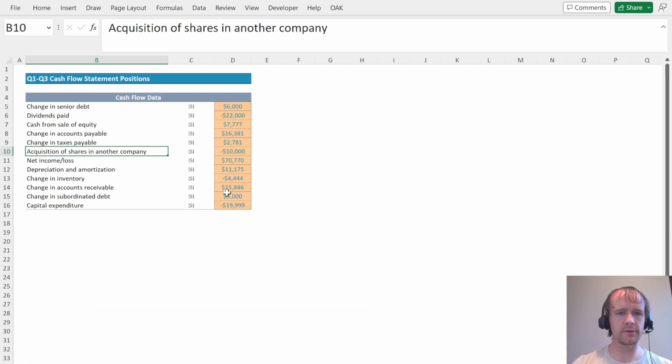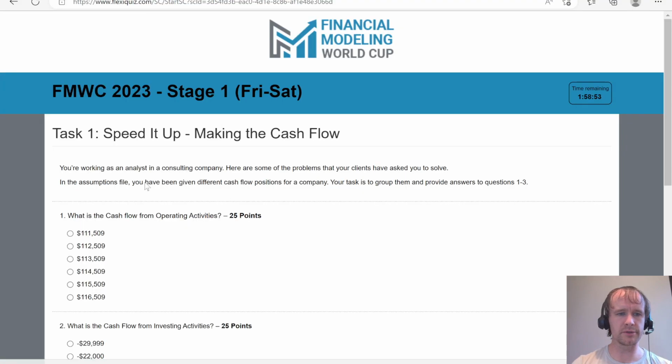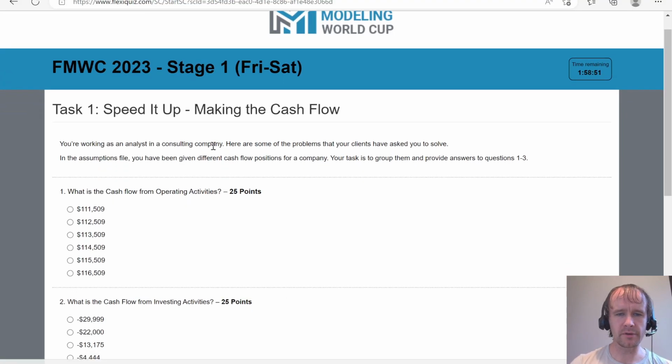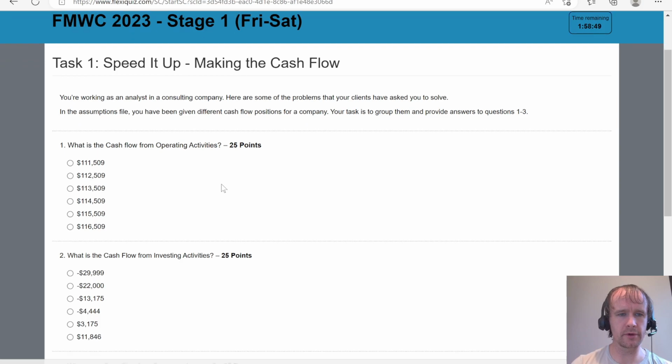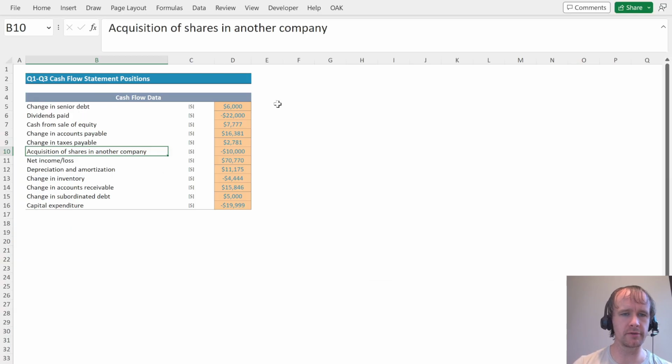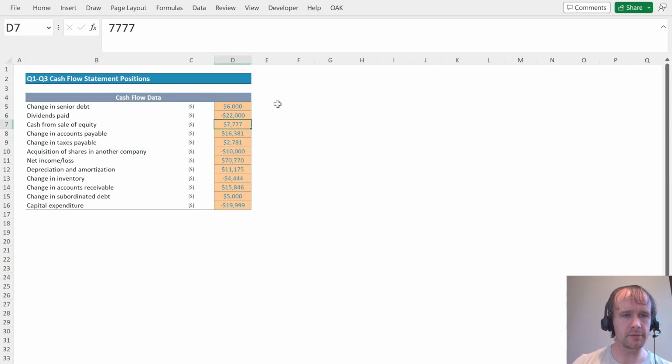Okay, questions 1, 2, and 3. All right, well, we've got the numbers in here. I like that. Working as an analyst, here are some of the problems in the assumptions file. Okay, so cash flow from operating activities. Change in senior debt, dividends paid, cash from sale of equity, change in accounts payable, change in, oh my god. Okay. So if I start from net income, I'm going to want to add back the depreciation, change in all the working capital things. CapEx comes separately. I think that's it.